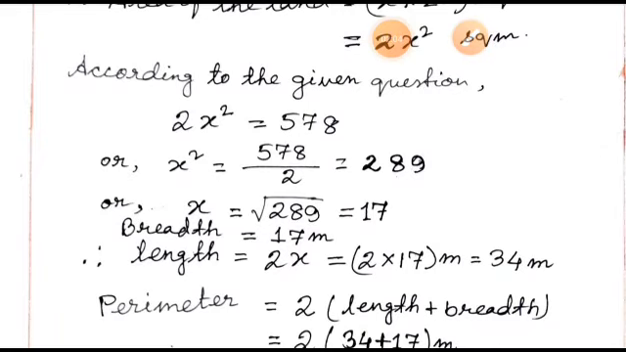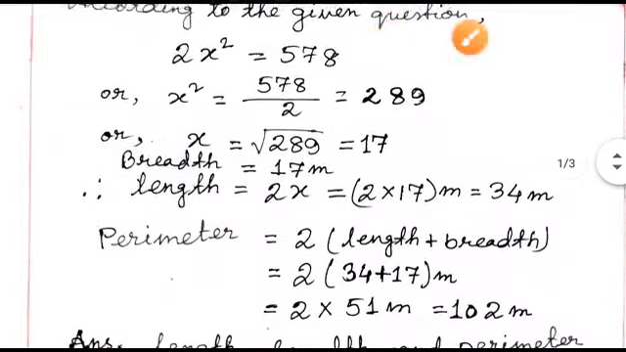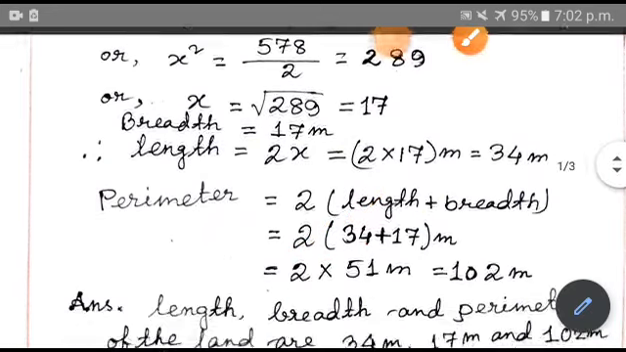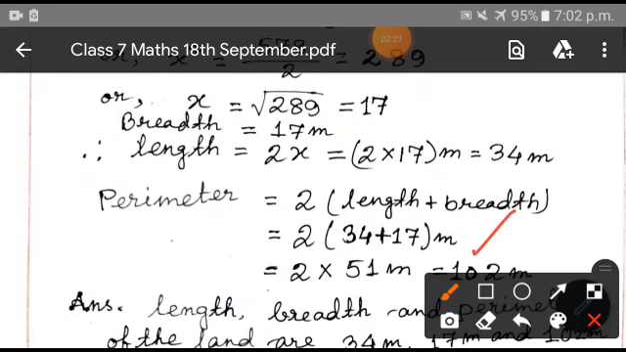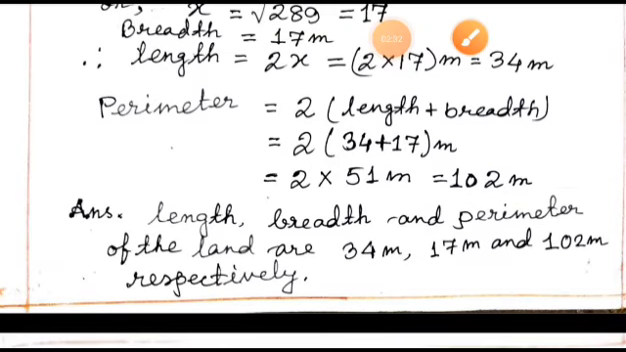And now when you have got the length and the breadth, you can easily take out the perimeter using the formula perimeter equals 2 into (length plus breadth). So putting the values of length and breadth, you are getting 2 into (34 plus 17), that is 2 into 51, which is equal to 102 meter. So the answer you are writing, the length, breadth and the perimeter of the land are 34 meter, 17 meter and 102 meter respectively. Alright, so this sum is done.